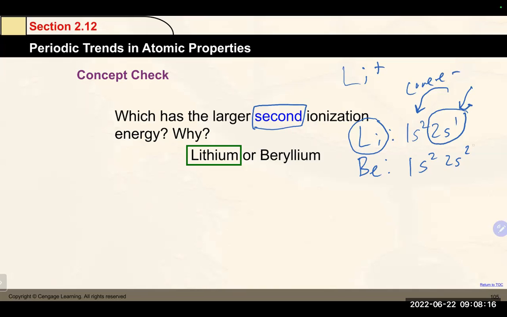Beryllium, which is group 2, actually has 2 valence electrons, which means when it goes to take off the second electron, we're still dealing with those valence electrons, and it shouldn't take as much energy as to try to rip off a core electron out of lithium. So that is why here lithium should have the higher second ionization energy. Any questions on that there?